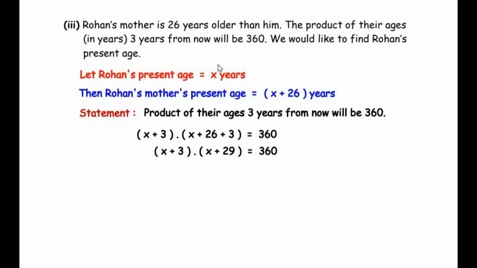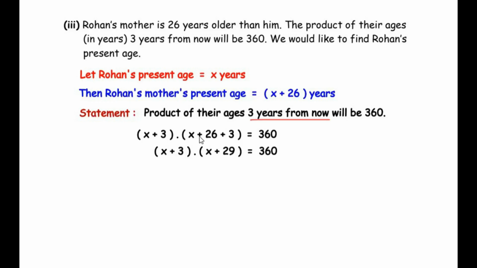So if Rohan is 1 year old, his mother will be 1 plus 26, that is 27 years old. Now once we have got their ages, let us focus on the statement. The statement is the product of their ages 3 years from now will be 360. It means we have to take the product of their ages and make sure that we take 3 years from now, which means we are talking about the future. So 3 years from now means if Rohan is 1 year old now, then 3 years in the future, it is going to be 1 plus 3. That is, he will be 4 years old.